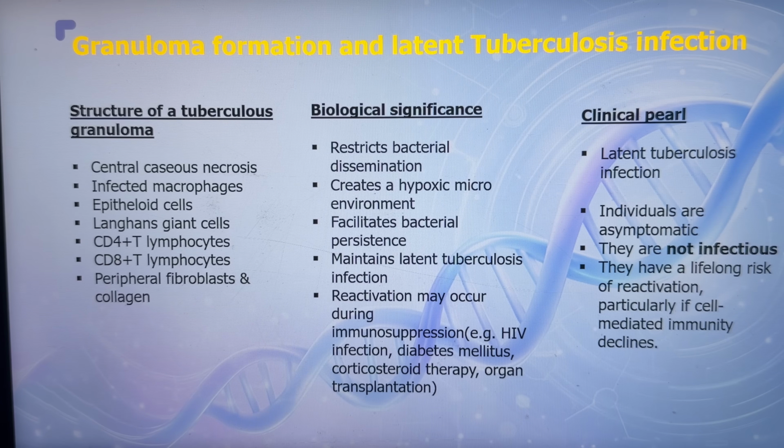This concept becomes particularly important when we discuss drug resistance. Dormant bacilli within hypoxic granulomas exhibit reduced metabolic activity, since many first-line antitubercular drugs, especially isoniazid, are most effective against actively dividing bacilli. Remember this point. These persister populations are relatively drug tolerant. They are not genetically resistant but phenotypically tolerant.